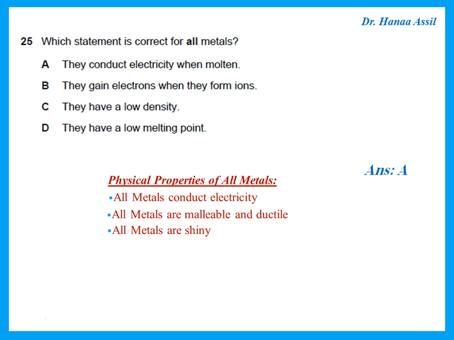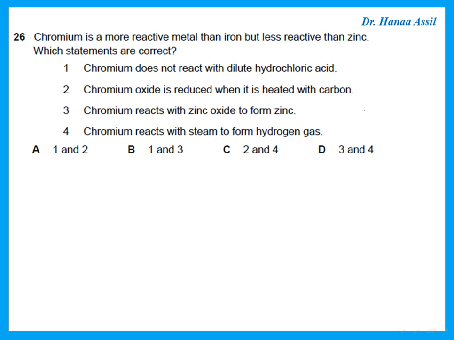The others, first of all, B, he says they gain electrons. That's wrong. Metals lose electrons. They have low density? No, they have relatively high density. They have low melting point? No. Remember, he's looking for something that applies to all metals. We know that there is a metal that has low melting point, which is mercury, but that does not apply to all metals.